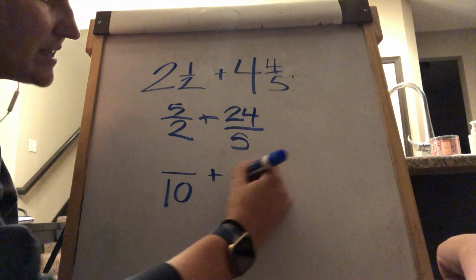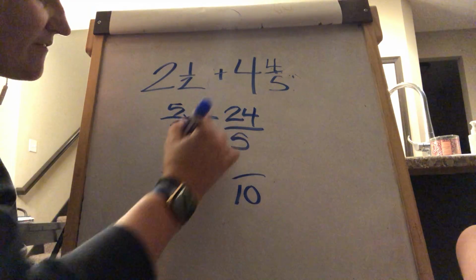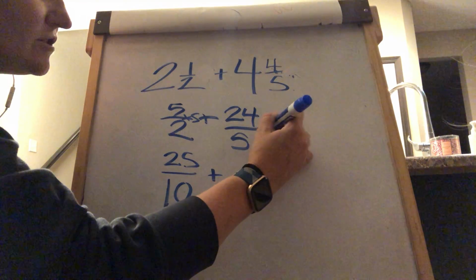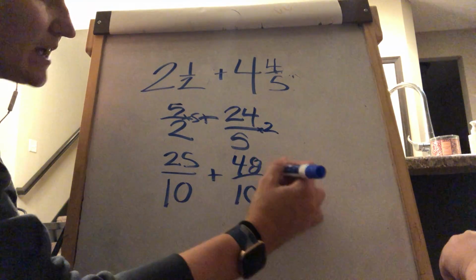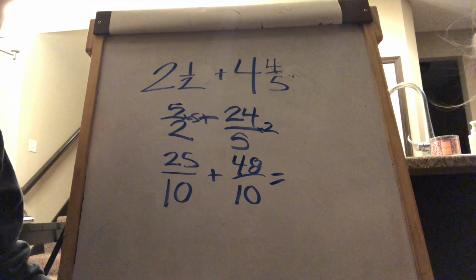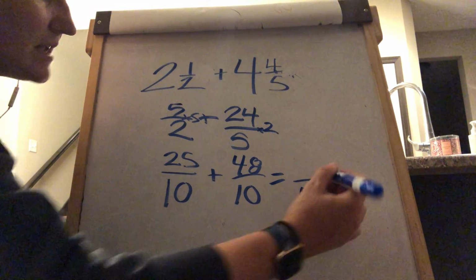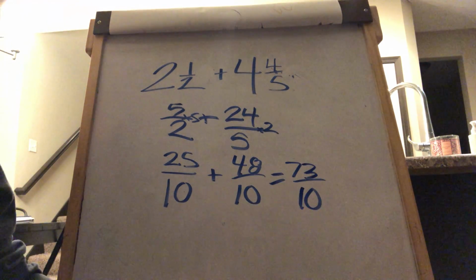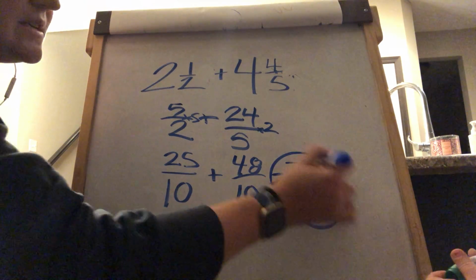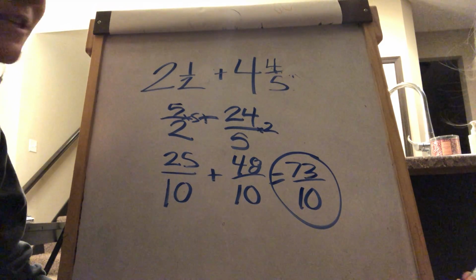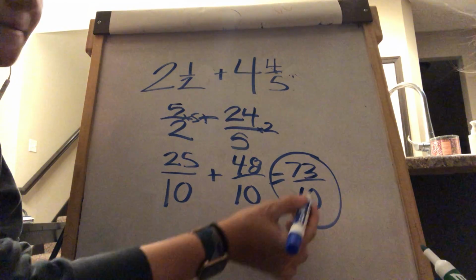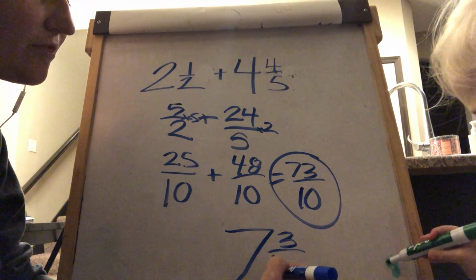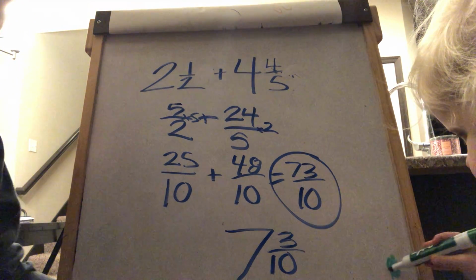I'm going to use 10, just like I did before. Multiply by 5, so that becomes 25/10. This way, multiply by 2, so that becomes 48/10. Now I can do my addition. The denominator stays the same, and when I add, what do I have here? I have 73. Now I need to turn this number back into a mixed number. Think, how many times does 10 go into 73? 7 times, and that leaves us with 3/10 left over.